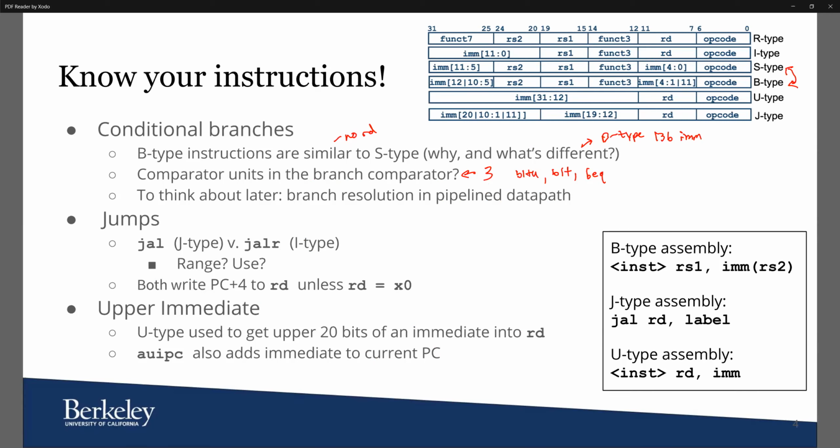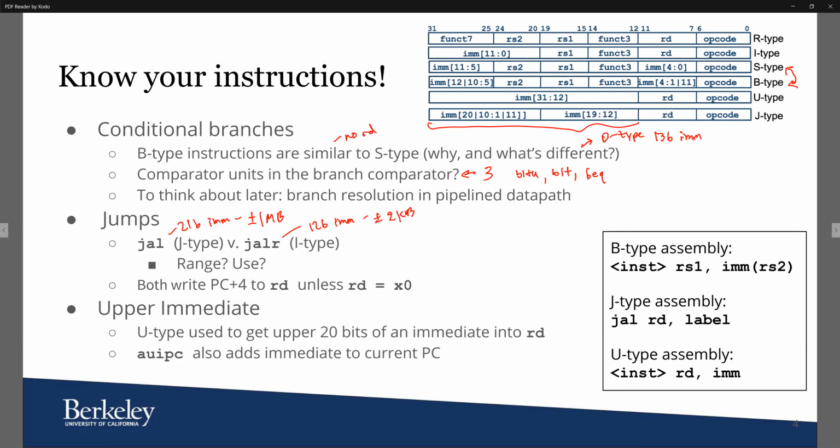Okay, so I'll just give it to you in the interest of time. Jump and link, notice you have a 21-bit immediate, so the range of this is going to be plus minus about 1 megabyte. Whereas jump and link register only has a 12-bit immediate, and I think this comes out to plus minus 2^11, which is 2 kilobytes.